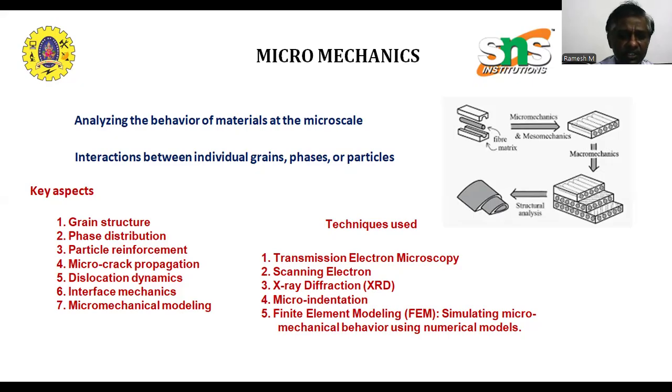And the applications: materials design and optimization, failure analysis and prediction, property prediction and estimation, material selection and substitution, multi-scale modeling and simulation. Then the techniques, which I have already covered: transmission electron microscopy, scanning electron microscopy, X-ray diffraction, micro indentation and nano indentation, finite element modeling, and computational material science, called CMS. Those are the techniques available for the microscopic level approach.